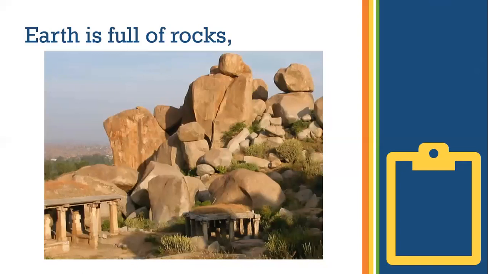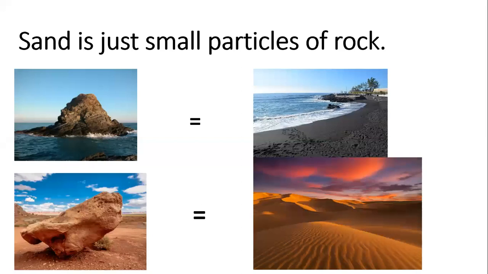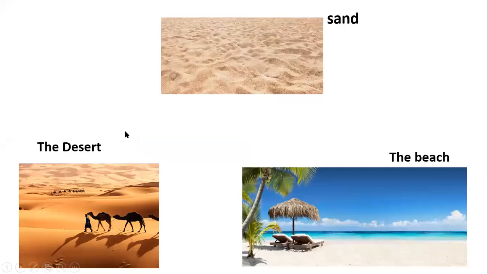So, do you know Earth is full of rocks? You can see rocks in different places, for example, in the beaches or in the deserts. Sand is just small particles of rock, as you can see here in the picture. What is sand? Here you have an example of sand. We can see sand in the desert and in the beach.